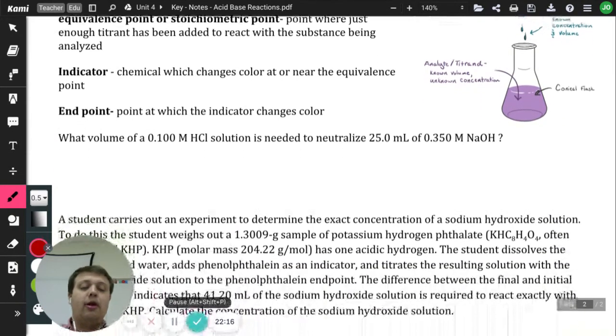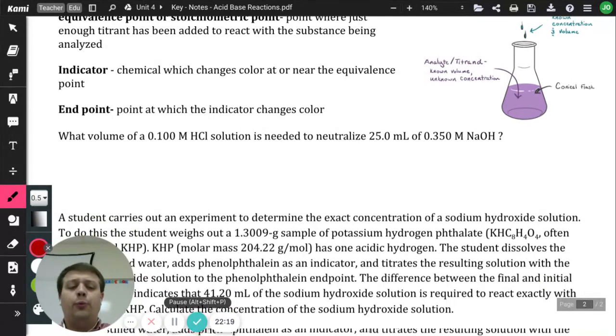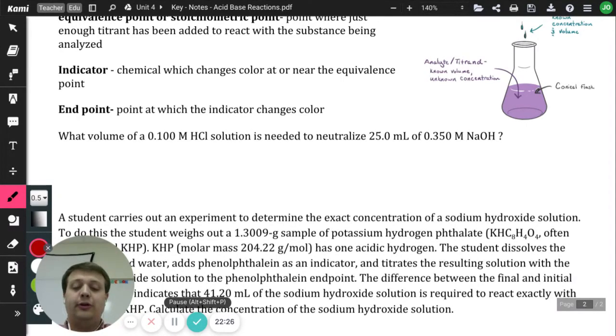Okay. All right. So what volume of a 0.100 molar hydrochloric acid solution is needed to neutralize 25 milliliters of 0.350 molar sodium hydroxide? So first thing that you're going to need to do is actually write your balanced equation. So we know we have hydrochloric acid, so HCl. We know we've also got sodium hydroxide, NaOH.